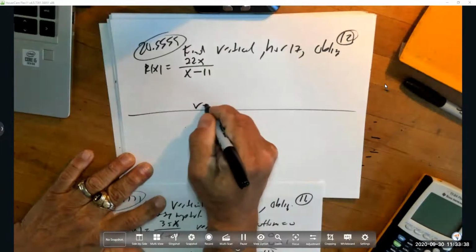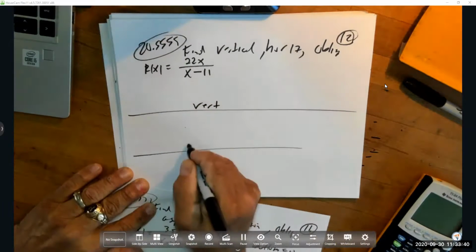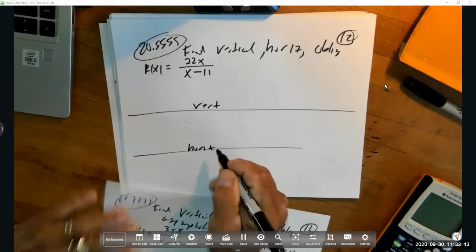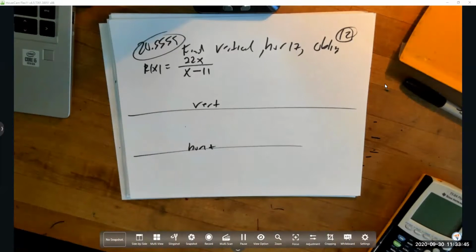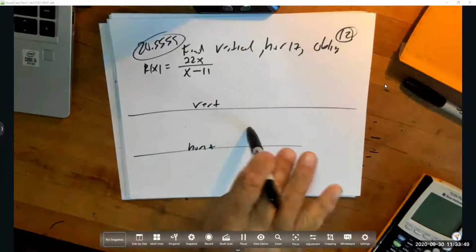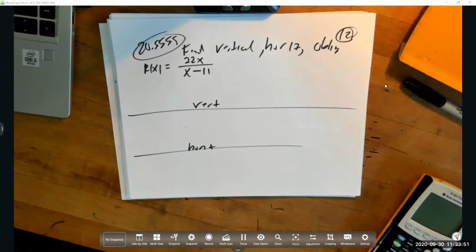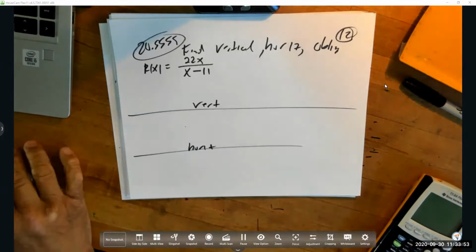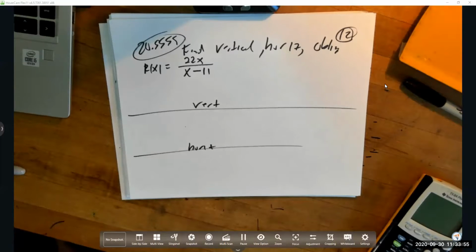Give me the vertical one, and then give me the horizontal one. You try it. You have like 3 minutes. Find the vertical one, find the horizontal one, and then just wait. Don't tell me the answers. Go ahead and mute your machine so I don't hear you working. Just try it and wait about 3 minutes, and I'm going to check it.